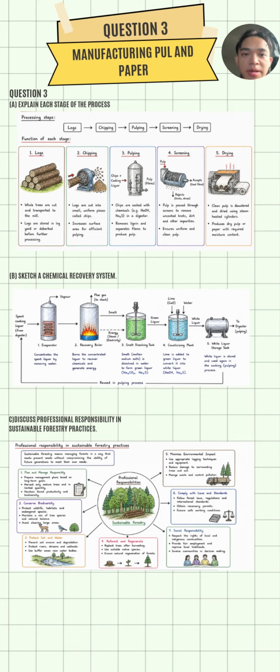For question B, the chemical recovery system, and this is the sketch. Chemicals from black liquor are recovered and reused in the process. This reduces the cost and minimizes environmental pollution. Now for question C, discuss the professional responsibility and sustainable forestry practices. Industry must control logging, replant the trees, and protect the ecosystem to ensure sustainable forestry.